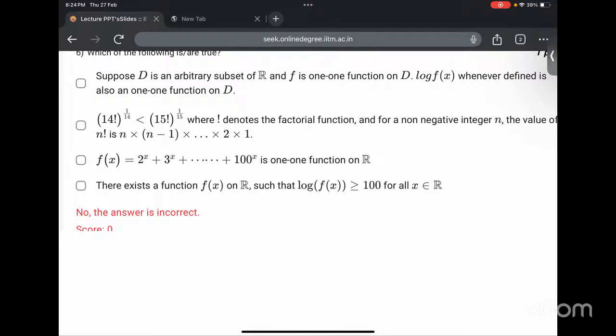Okay, so in option 3, we are adding all the 1 1 functions, right? That means 2 power x, 3 power x, up to 100 power x, all are exponential function, and individually all are 1 function, right? And we are adding 1 function, so the addition will be also 1. Okay. And what about the fourth option?